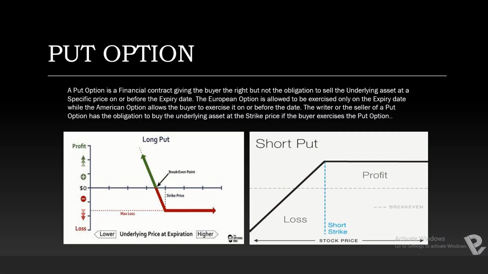Put option. A put option is a financial contract giving the buyer the right but not the obligation to sell the underlying asset at a specific price on or before the expiry date. The European option is allowed to be exercised only on the expiry date, while the American option allows the buyer to exercise it on or before the date. The writer or the seller of a put option has the obligation to buy the underlying asset at the strike price if the buyer exercises the put option.